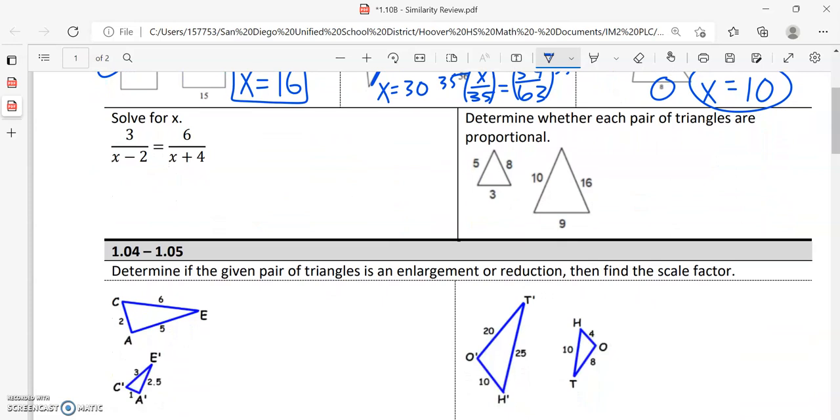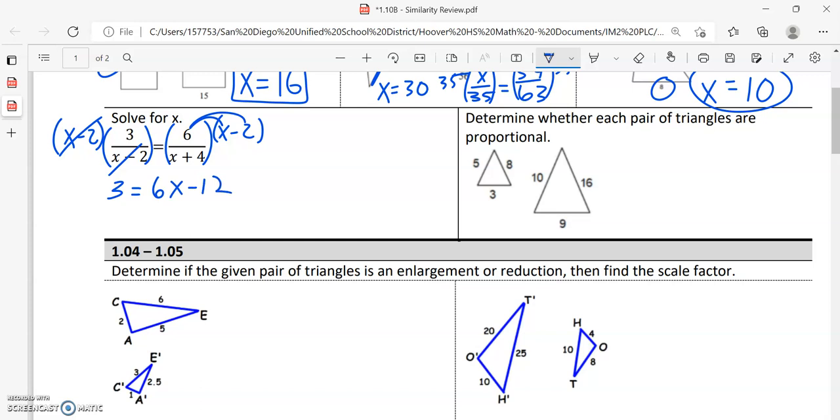All right, solve for x. The first thing you want to do is multiply by the denominators. I'm going to do this one first. Just put this on the left side for no good reason at all. Boom, boom. X minus 2. Cancel, cancel. We have 3 left over. We have to distribute this 6 to both. So 6x minus 12 over x plus 4.